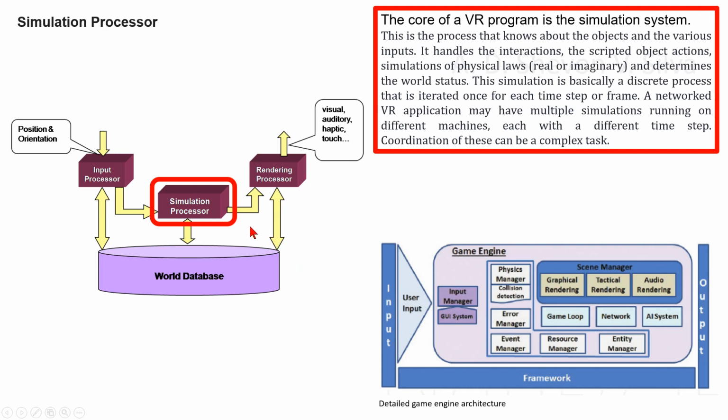Now we are focusing on the simulation processor. The core of a VR program is the simulation system. This is the process that knows about the objects and the various inputs. It handles the interactions, scripted object actions, simulations of physical laws, real or imaginary, and determines the world status. This simulation is basically a discrete process that is iterated once for each time step or frame. A networked VR application may have multiple simulations running on different machines, each with a different time step. Coordination of these can be a complex task.